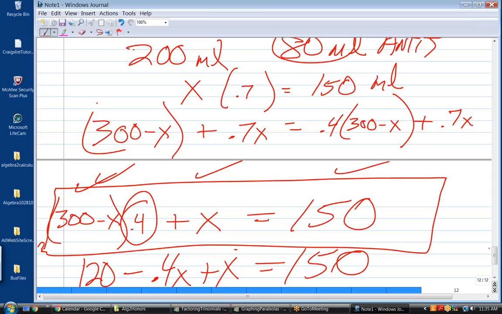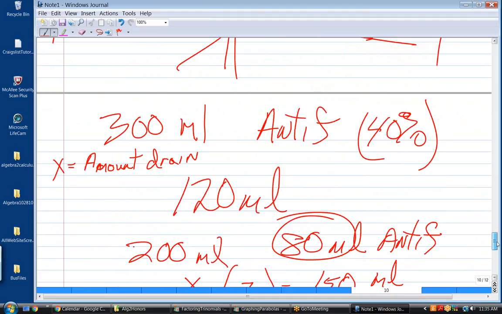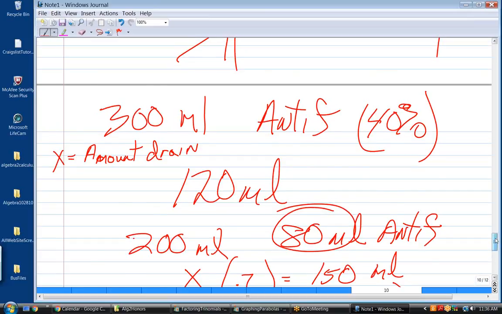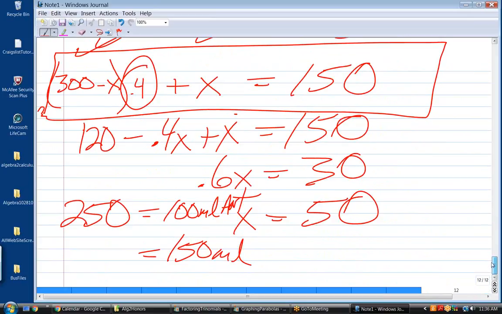There is an initial step, of course, which is that if you desire a 50% solution, then you have to be able to figure out that that means we need 150 milliliters of antifreeze in there. Right. Okay, once you have that figured out, now you can state this equation.